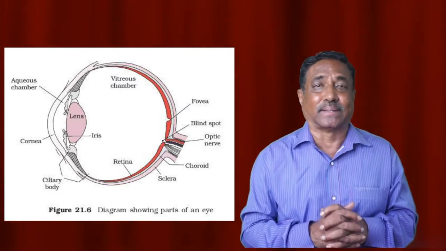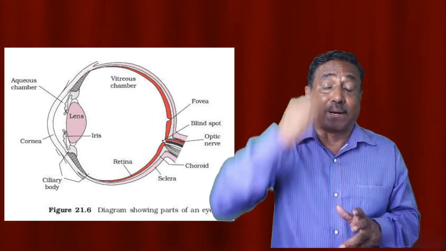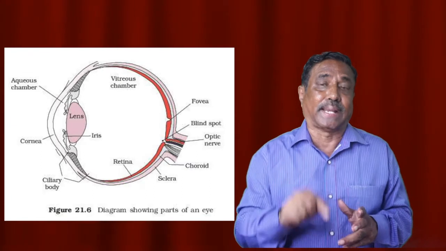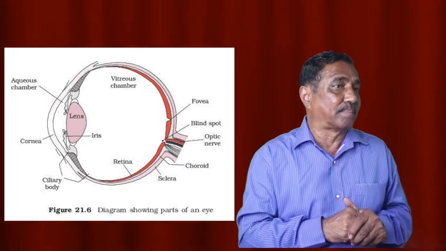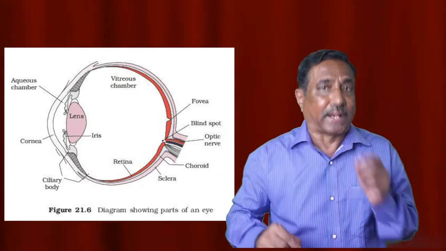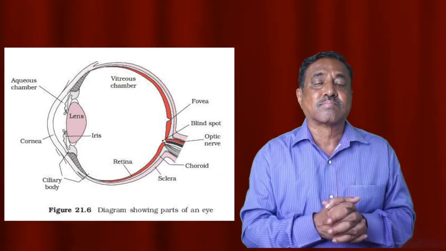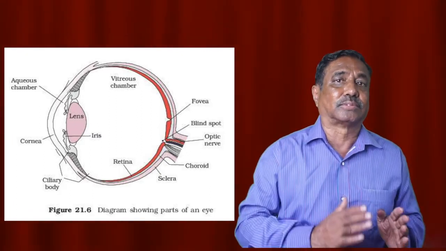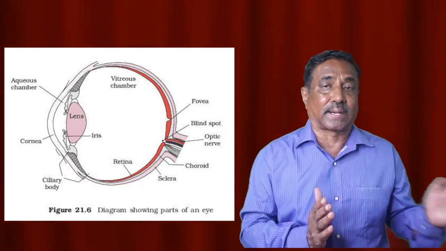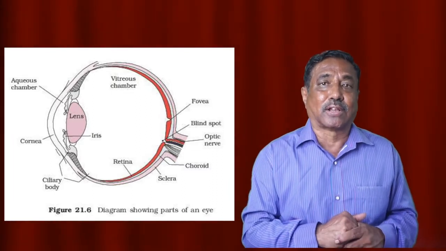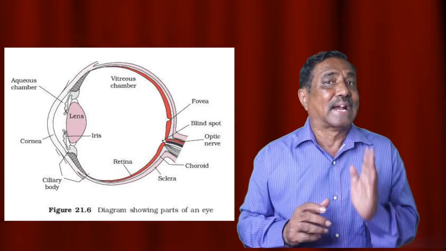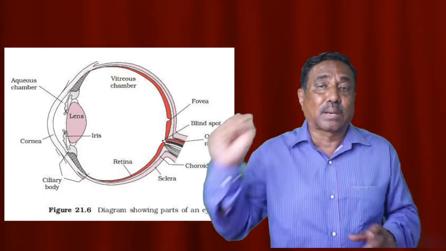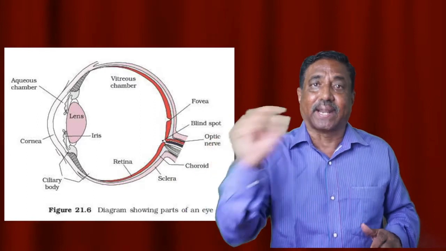So the space between, and then the innermost layer of the upper and lower lid extends over the cornea as the conjunctiva, and then the space between the lens and the cornea is called aqueous humor, and the space between the lens and the retina is called vitreous humor. The innermost layer is the retina.